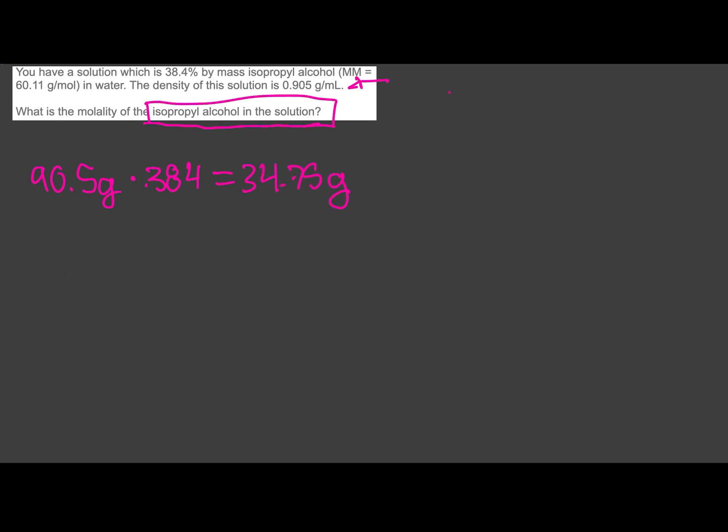From here, since we already know that we're going to need moles in the end, because IPA is going to go on top, we can just convert this into moles. In order to do that, we do 34.75 grams over 1 times, for every 1 mole, there are 60.11 grams. When you divide that out, you get 0.58 moles of IPA.